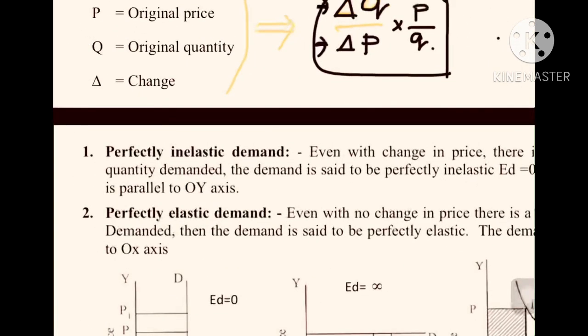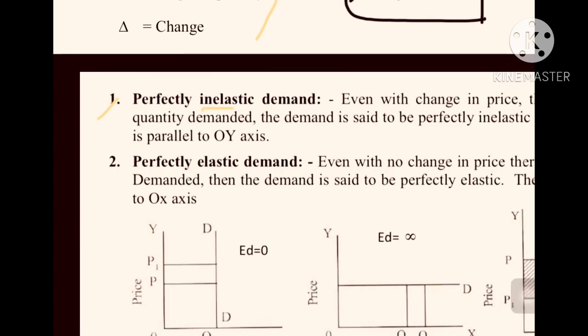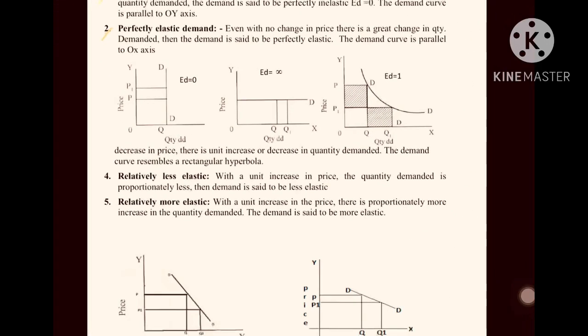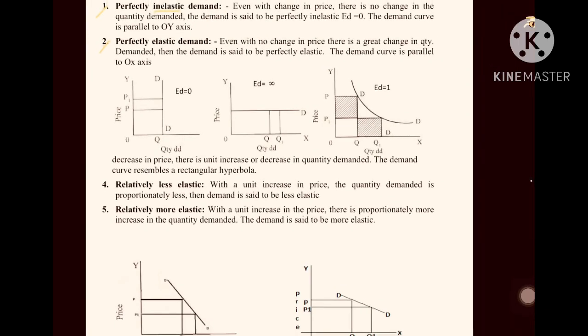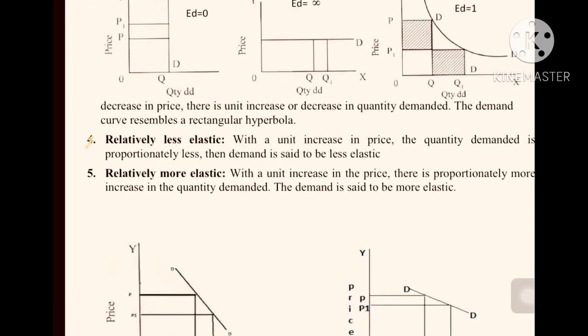The first is perfectly inelastic, the second is perfectly elastic demand, the third is unitary elastic. I cannot see that on the screen, but still it is unitary elastic. The fourth is relatively less elastic, and the last is relatively more elastic.